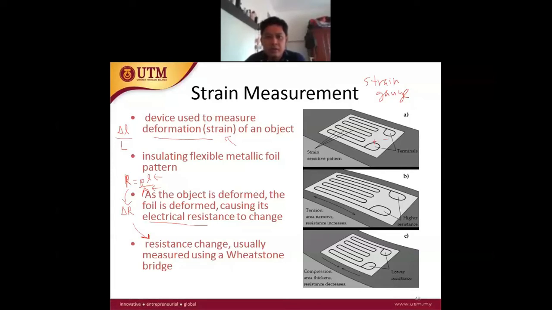In this case, the input is strain or the mechanical deformation, and the final output is voltage. So to have that final output voltage, we have to apply a resistance bridge.